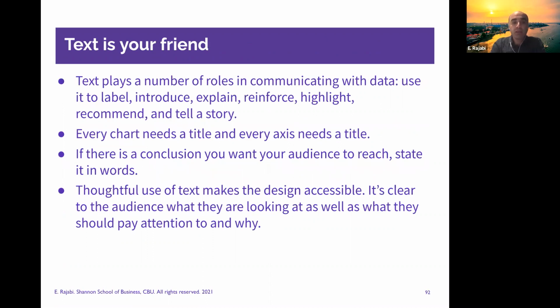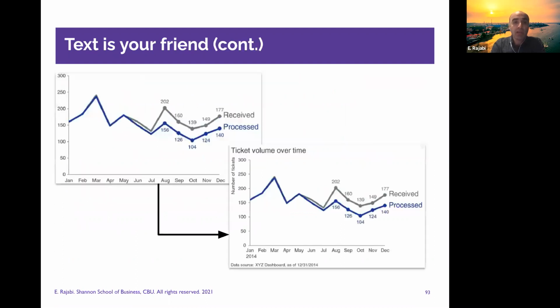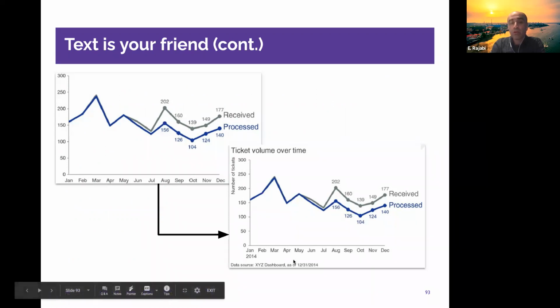Text is your friend. Text plays an important role in communicating with the audience. Every chart needs a title. If there is a conclusion you want your audience to reach, state it in the graph. Thoughtful use of text makes the design accessible. It's clear to the audience what they are looking at, as well as what they should pay attention to and why. So on the right side chart, we can see there's a title, a label on the y-axis, a label on the x-axis, and where the data source is coming from.